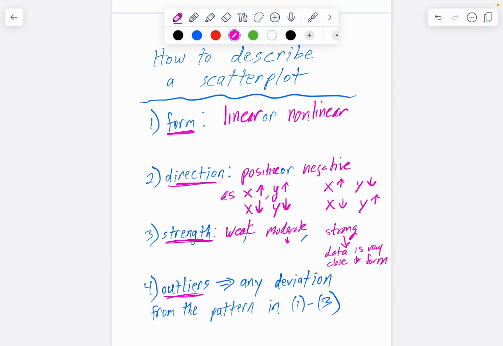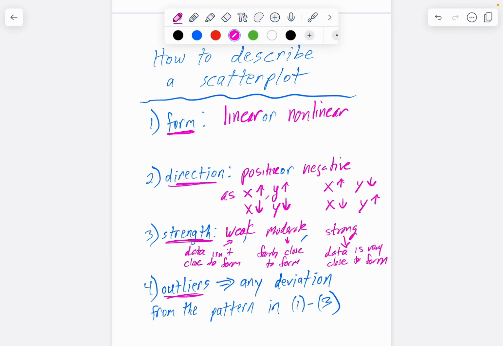Moderate is fairly close to creating some sort of form. Like it looks linear, but maybe the dots are not super close to making one straight line. And then a weak relationship is you might see an overall positive trend in there, but the dots would not be very close to being on the same straight line or the same exponential growth curve or anything like that. So here we'd say the data isn't close to some particular mathematical form.